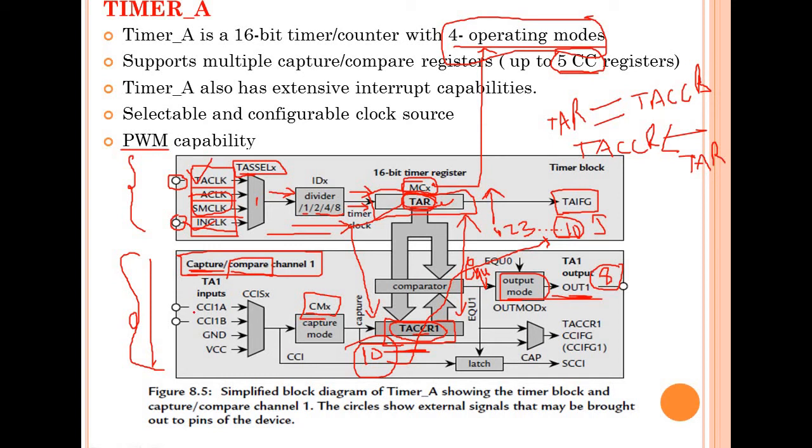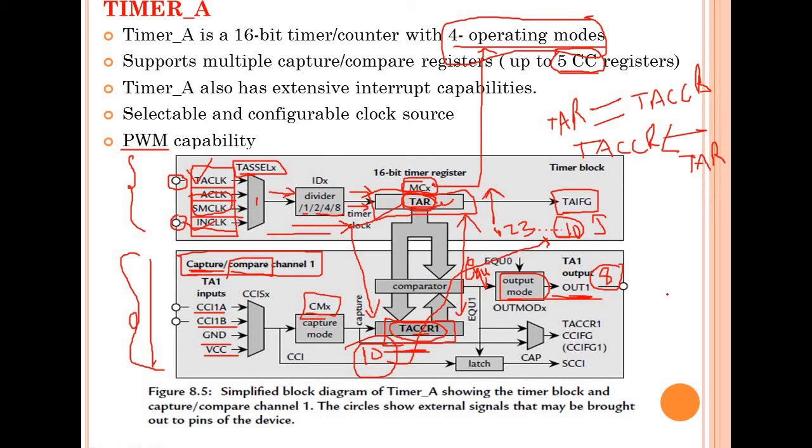The capture inputs: capture input from A or B, or it may be ground, or it may be VCC or supply. Any one of the signals is selected with the help of the capture input selection bits, CCISx. This is about your timer block diagram.